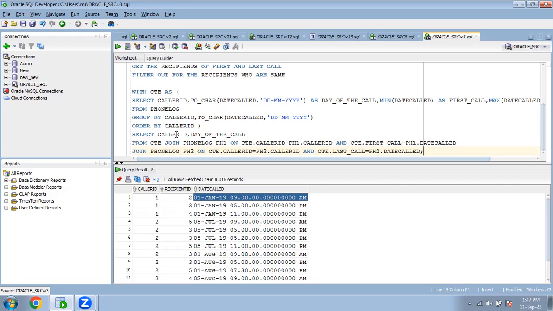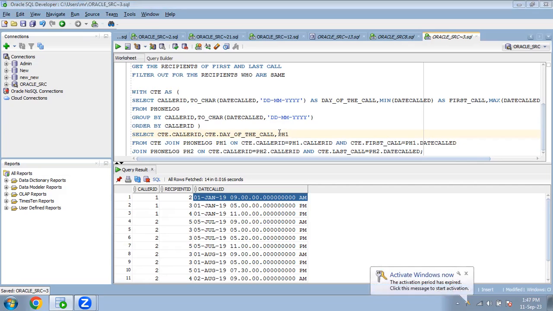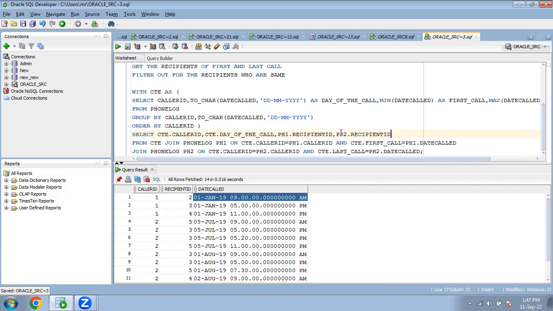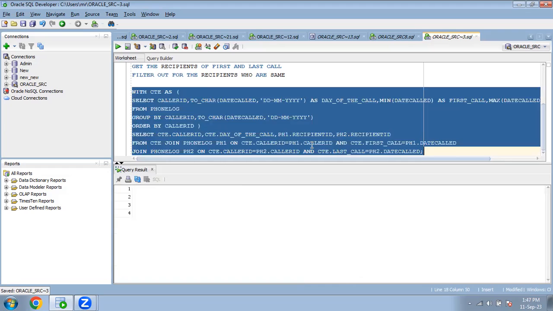With CTE, select caller ID. Let me write down the columns: day of the call, that is from the CTE. Recipients I need, right? From ph1, who is the recipient ID, and from ph2, that recipient. They will come after this match, first call and date called and last call and date called. Correct. Let me run this and show you what I'm trying to get.